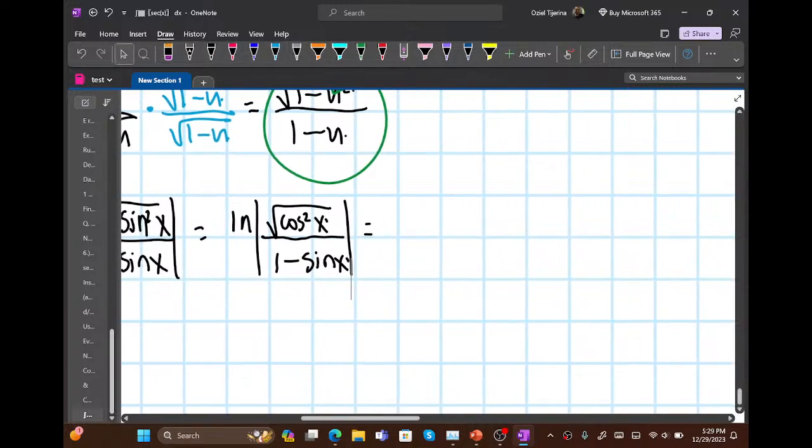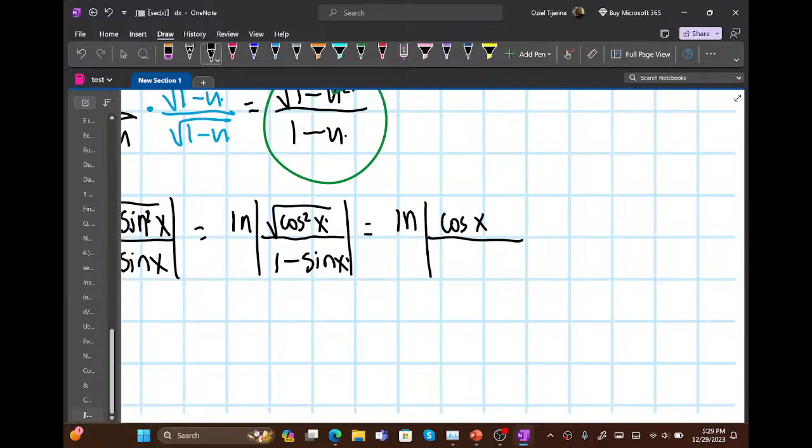So this is ln of the absolute value of cosine x over 1 minus sine x.